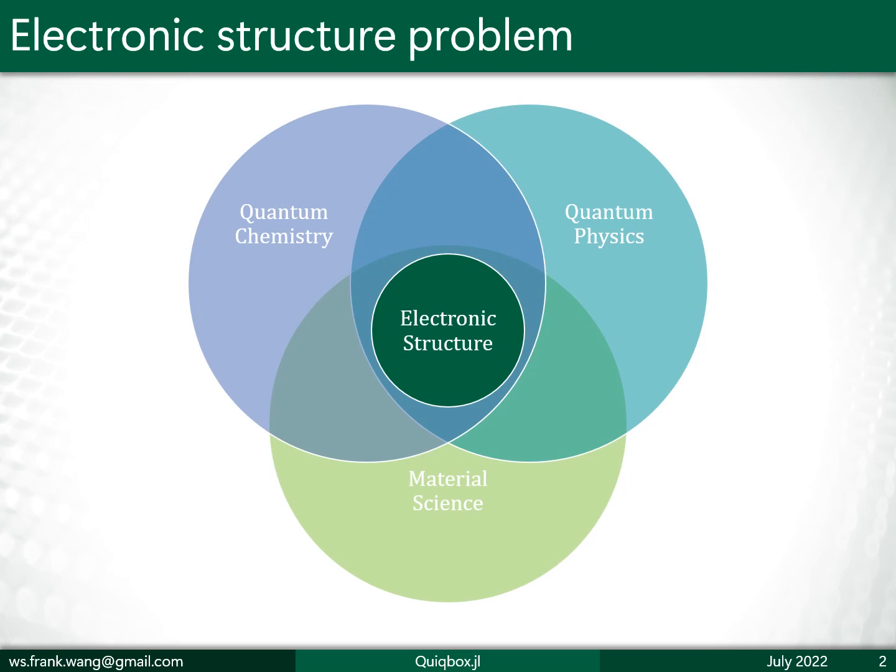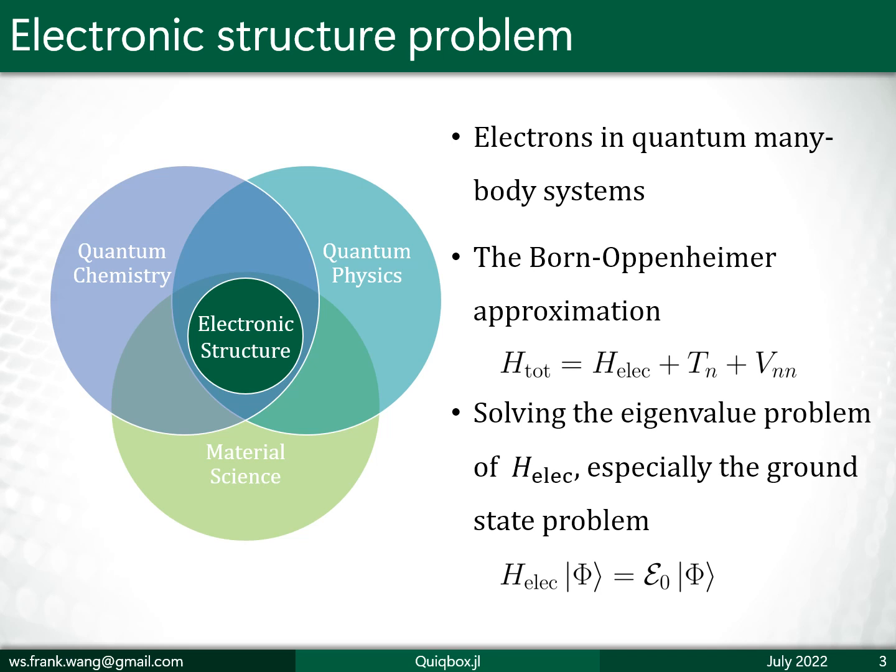Before I talk about Quiqbox, I would like to briefly introduce electronic structure problems, where its main application lies. Electronic structure is the intersection of multiple disciplines such as quantum chemistry, quantum physics, and material science. The subjects of electronic structure problems are the electrons in quantum many-body systems. Based on the Born-Oppenheimer approximation, we can separate the electronic Hamiltonian from the total Hamiltonian of the many-body system. One of the main goals of electronic structure study is solving the eigenvalue problem of the electronic Hamiltonian, especially the ground state problem.